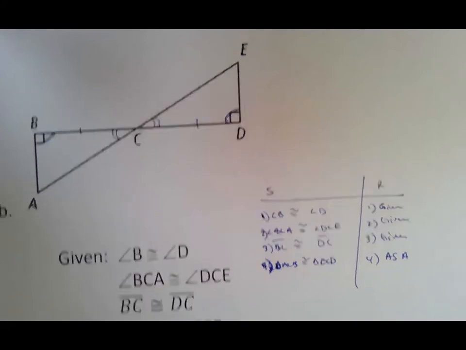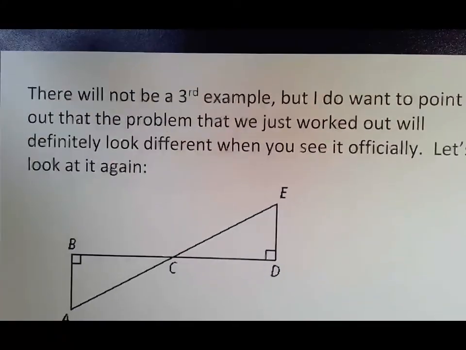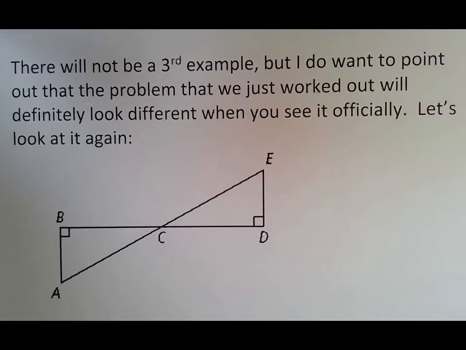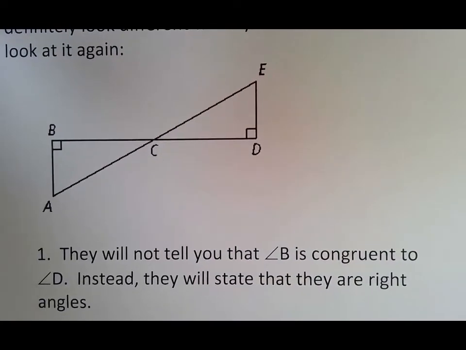So again, pause that, replay that if you need to, but here's the thing you need to understand. I'm not going to give you a third example, but I do want to point out that the problem we just worked out will definitely look different when you see it officially. So looking at it one more time, the first thing you'll notice is that they won't tell you that B is congruent to D. Instead, they'll say they're right angles.